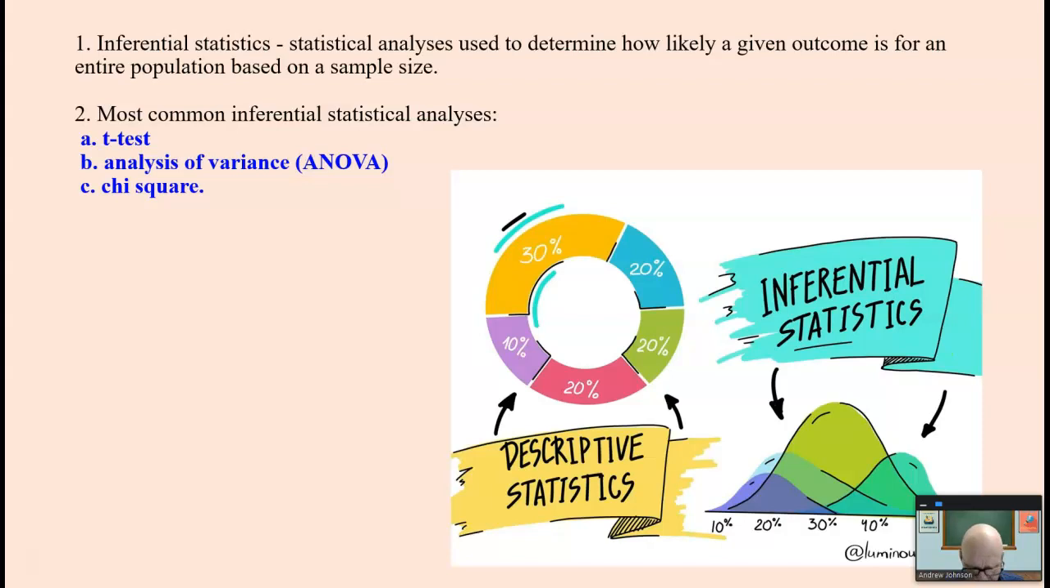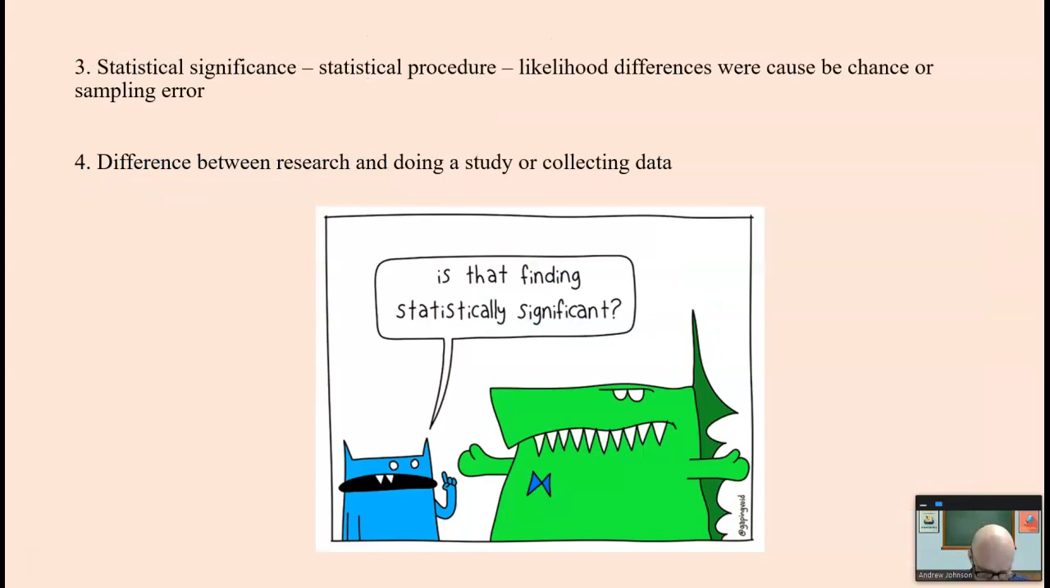Inferential statistics: statistical analysis used to determine how likely a given outcome is for an entire population based on a small sample size. Based on this, we can generalize to a larger population. Here are the most common inferential statistical analyses, but for our purposes, we are looking just at statistical significance. This is a procedure that demonstrates the likelihood that differences were caused by more than chance or sampling error.